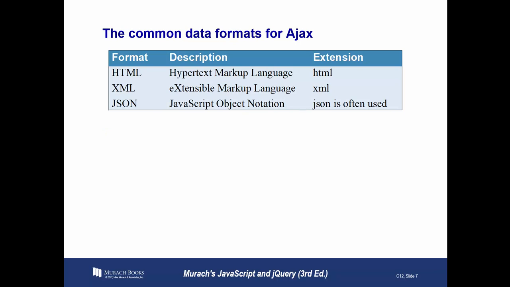The typical data formats that are used for this are HTML, hypertext markup language, so .html files, XML, extensible markup language, .xml files, and JSON, JavaScript object notation, all right, with an extension of .json.